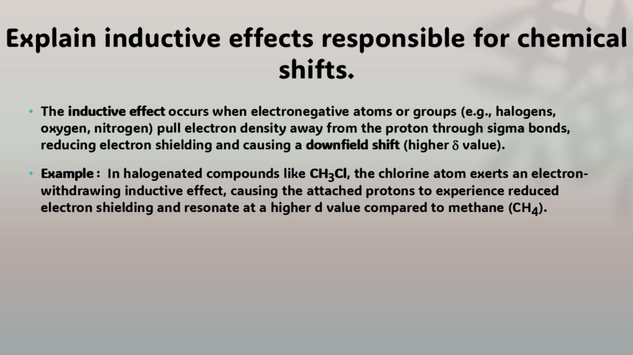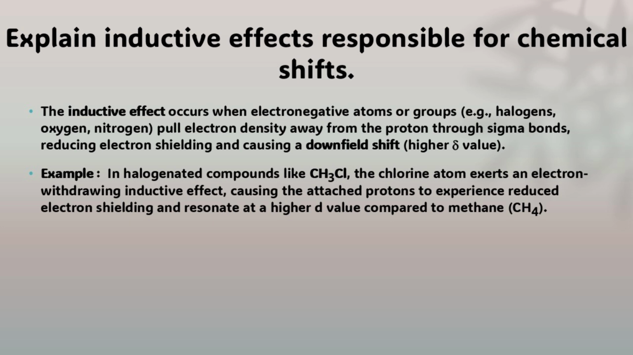Explain inductive effects responsible for chemical shifts. The answer to this question is, the inductive effect occurs when electronegative atoms or groups, for example halogens, oxygen, nitrogen, pull electron density away from the proton through sigma bonds, reducing electron shielding and causing a downfield shift, higher delta value.